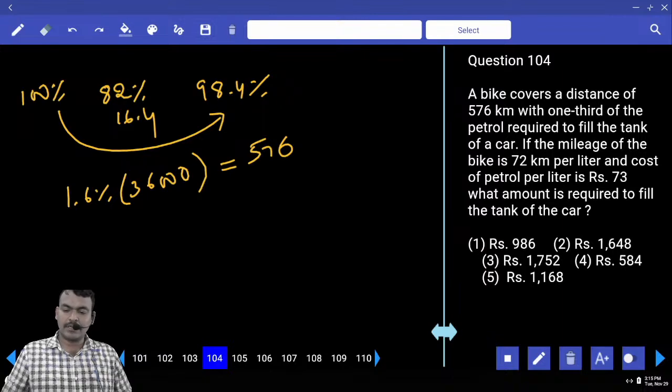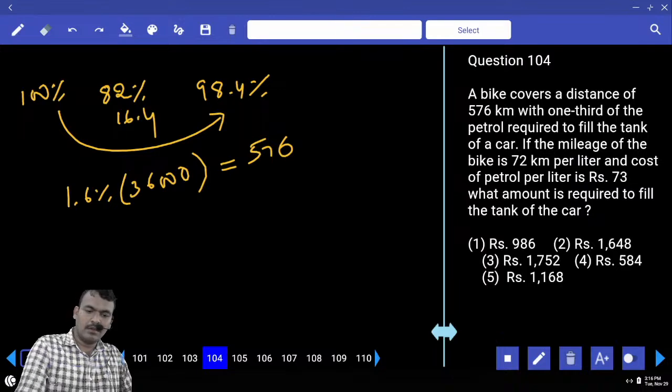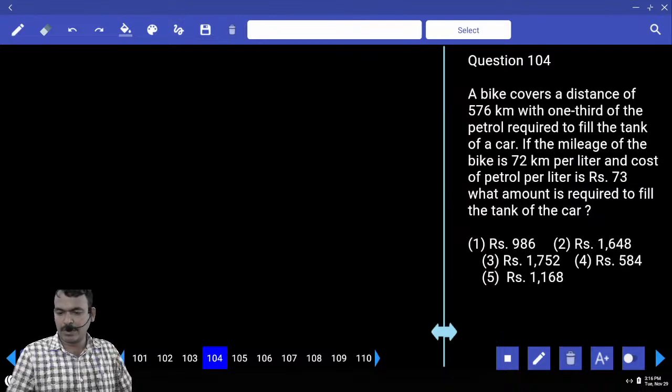A bike covers a distance of 576 kilometers with 1/3 of the petrol required to fill the tank of a car. If the mileage of the bike is how much? 72 kilometers per liter, and the cost of the petrol per liter is how much? 73. What is the amount required to fill the tank of the car? Okay, first of all, the bike covered how many kilometers of distance?